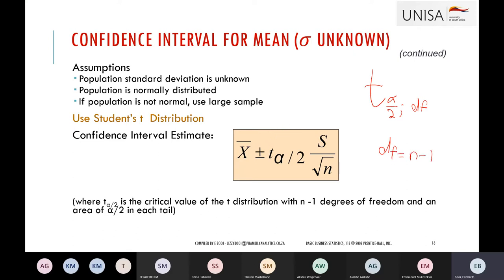But also, similarly, with the confidence interval for the mean where the population standard deviation is unknown, there are a couple of assumptions that need to be met in order for you to know that you're going to use the T distribution. One, the population standard deviation will be unknown, or it will not be given to you. The population needs to be normally distributed, and if it is not normally distributed, then we need a larger sample size for the T distribution. So the only key thing which differentiates what we did on Wednesday from what we're going to be doing today is assumption number one.